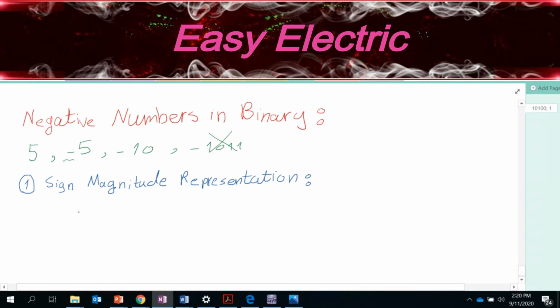The bit that you use on the left side of the number is not actually part of the number. It's used for showing the sign. If that bit is 1, it means it is a negative number. If the left bit is 0, it means positive. Okay. For example, you want to show negative 3 in binary.